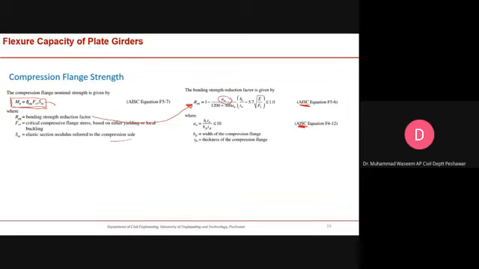So you have to calculate these three values, and the most difficult part I think in this is to calculate this FCR, critical compressive flange stress, okay? And it can be yielding, it can be we have to check local buckling, okay? Like if the local buckling occurs before yielding, so the FCR value will be less than this one.